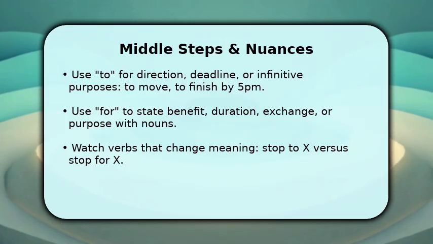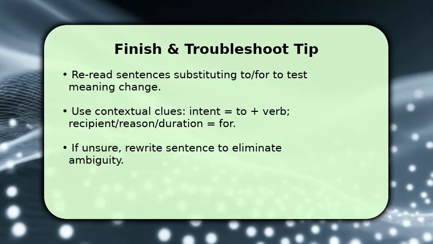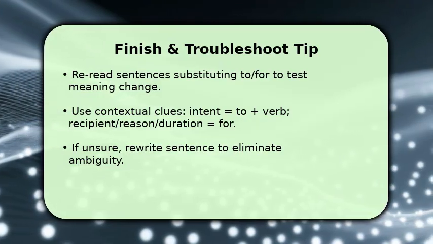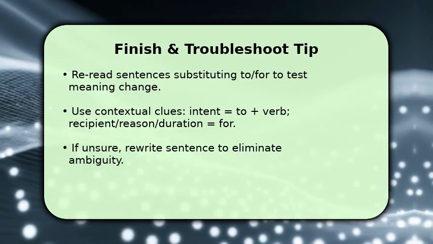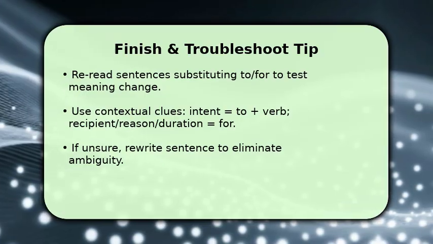To finish, review each sentence aloud and substitute the alternate preposition to hear meaning shifts. That reveals the correct choice. If the phrase answers why someone does something, use to plus verb. If it names who benefits, the reason, or duration, use for.